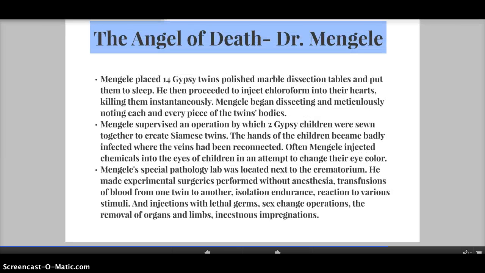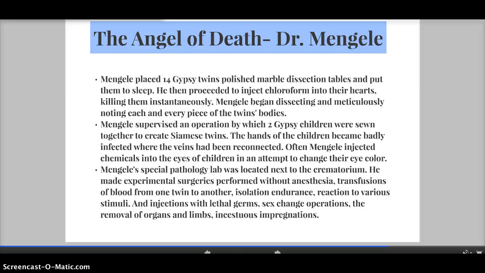One of the most famous doctors who did experiments was the Angel of Death, Dr. Mengele. So Mengele did many things. If you are faint of heart, you may not want to listen to this. He took 14 gypsy twins and put them to sleep, and then he injected chloroform into their hearts, which killed them instantly, and he began dissecting and noting every piece of each twin's body.